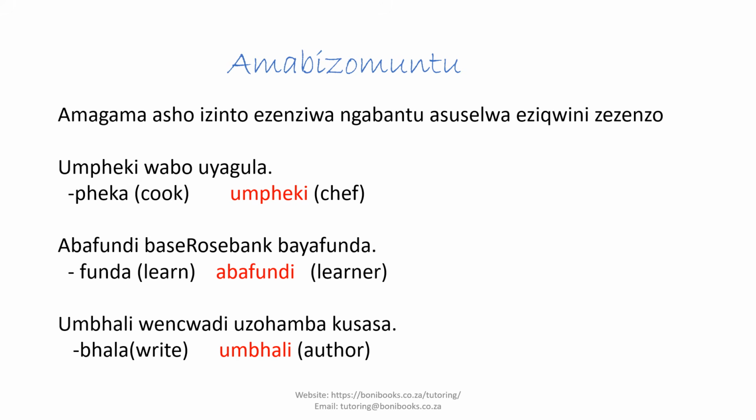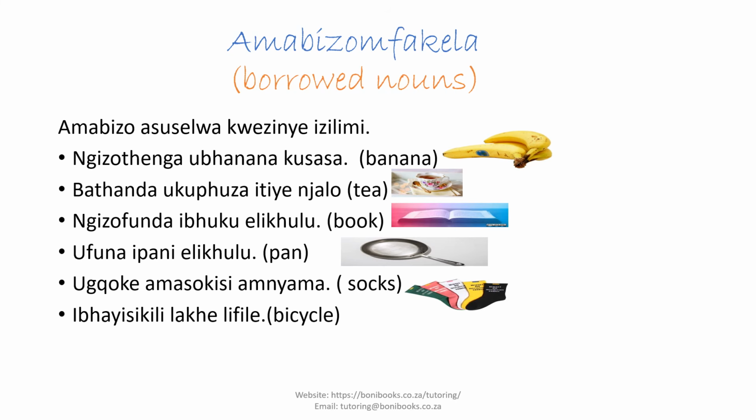Now we are going to be moving to the third type. Amabizo mfakela are the borrowed words. So I think this word is self-explanatory. It says these words are borrowed, so they are borrowed from other languages. If we look at these sentences, the first one says, ngizotenga ubanana kusasa.